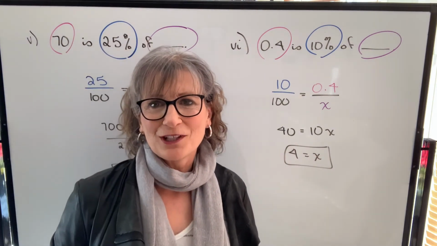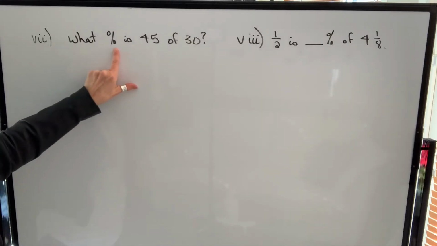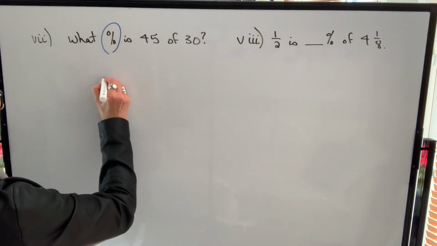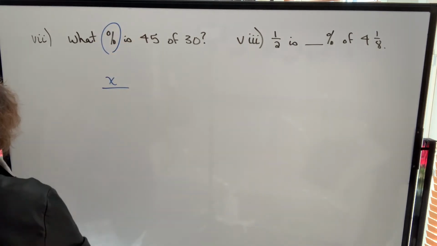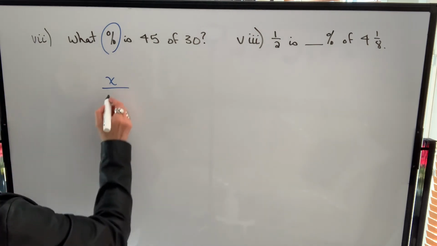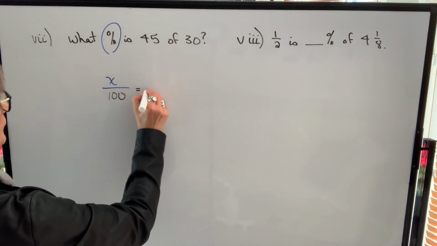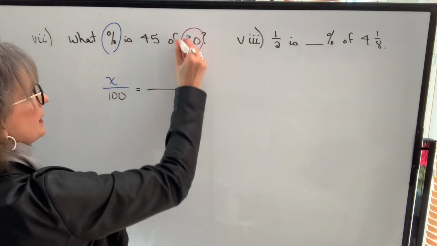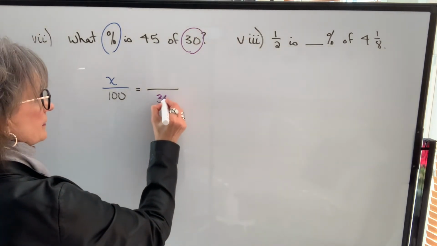Let's just try a few more. Our next example says what percent, so percent we don't know. That's going to be our unknown. And that percent always goes over 100. Is 45 of 30? So 30 is our base.